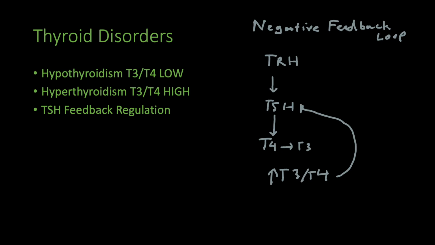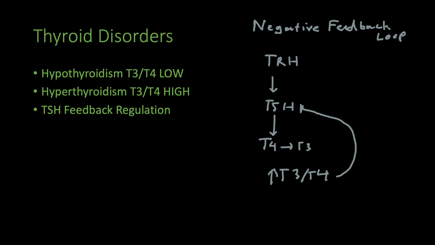T3 is the main thing here. T4 is just a pro-hormone. It just converts to T3 in the tissues. Now, when it's too high, T4 specifically is going to send a signal to the thyroid stimulating hormone and shut it down, so it doesn't have to produce more T4 and T3. It has enough in the body. When it's too low, you can see there's going to be an increase in the TSH. So you can see this loop.